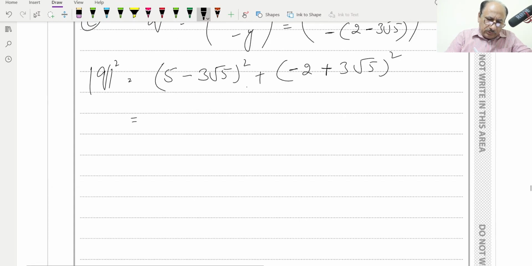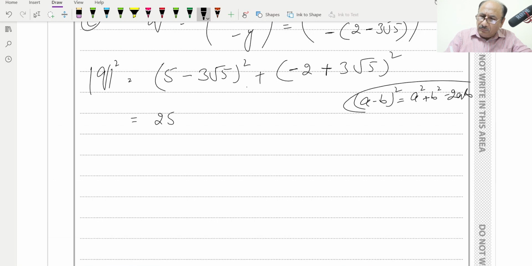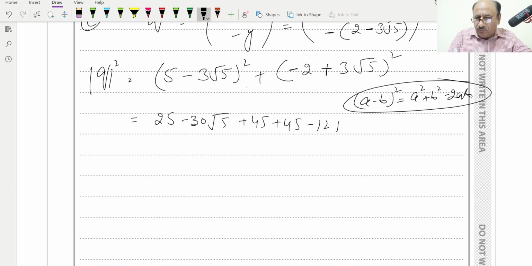If we open the squares, using the formula a minus b square equals a square plus b square minus 2ab, and apply it on both of these terms separately, we'll get 25 minus 30 under root 5 plus 45, and plus 45 minus 12 under root 5 plus 4. This is basically the step which you get after opening these two squares. This is just algebraic expansion of these two squares. Hopefully you will be able to reach this one.